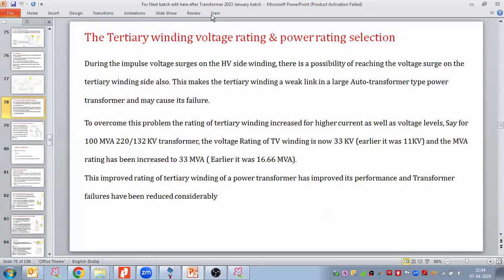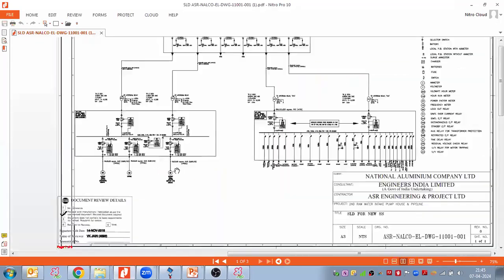Sir, for using NGR, is there any specific rating of motor, that means above this capacity we have to use NGR, or can it be used anywhere? See, if your motor capacity is like 300, 400 kilowatt, 500 kilowatt, those motors are costly motors. And these are HT motors.